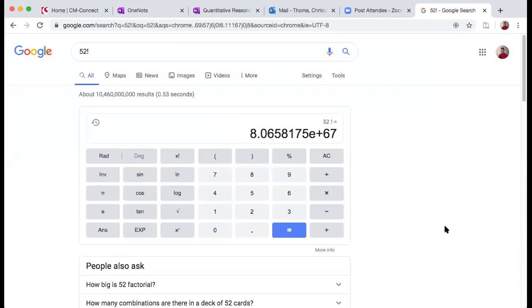Hence why we use cards in a lot of games, because there is a lot of different ways to do these things. And that's why we have to do counting. Something as small as a 52 factorial can definitely increase the number really big.